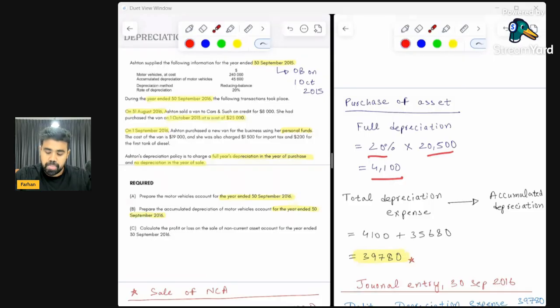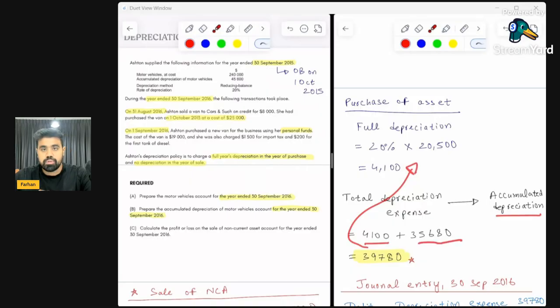So on that basis, what's the total depreciation expense in the year starting 1 October 2015 and ending 30 September 2016 that we will be transferring to our accumulated depreciation ledger account? It's 4,100, which is the depreciation we derived for the new asset, plus an additional 35,680, which is the depreciation for the remaining old assets.